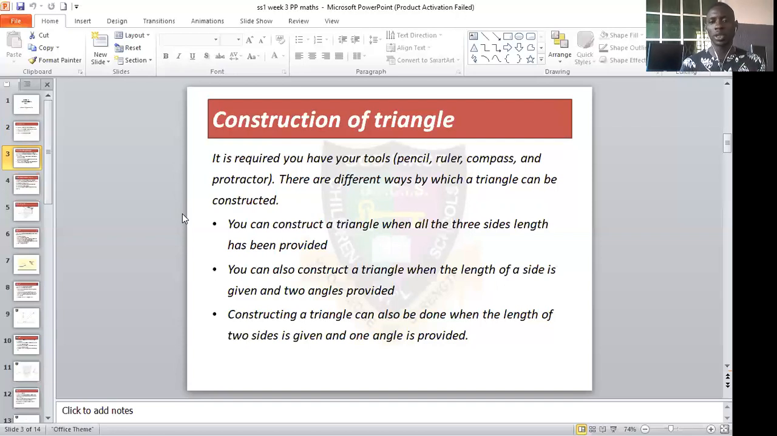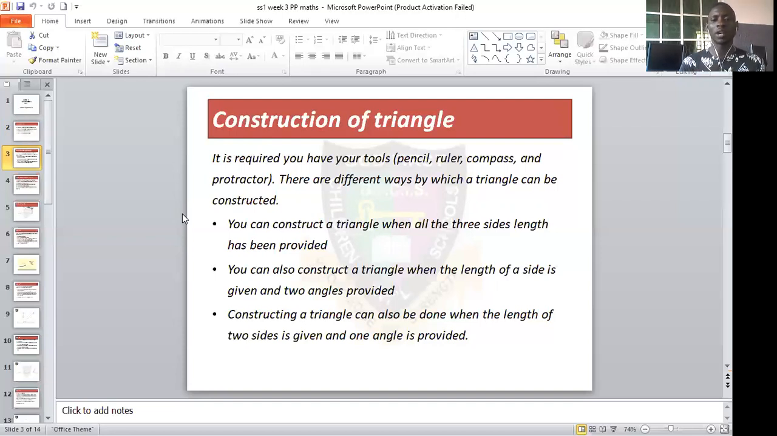You can construct a triangle when the length of just one side of the triangle is given and 2 angles are given. So you pick your compass and your pencil with a suitable radius or the given length. You measure the side given, then you construct your angle. That's what we'll be looking at, how you can construct angles.